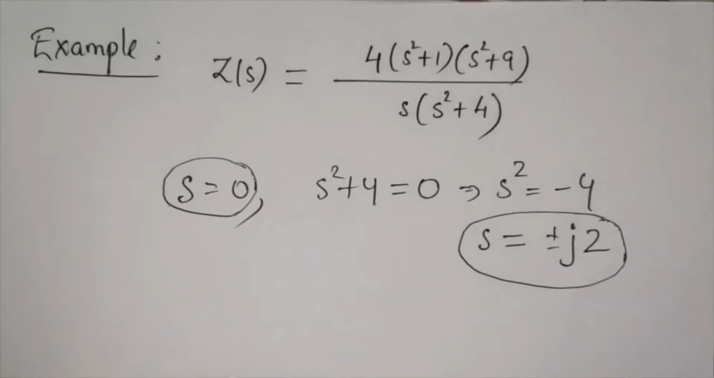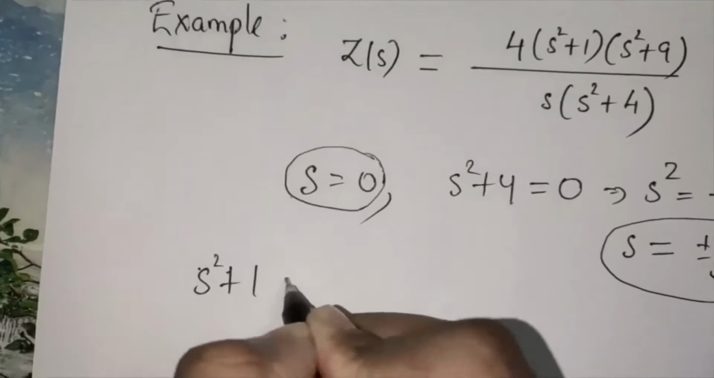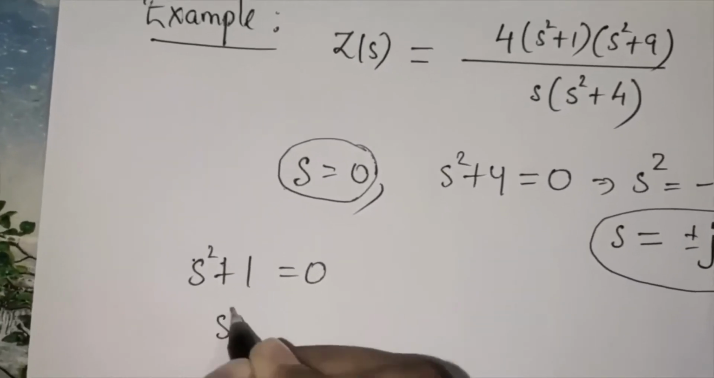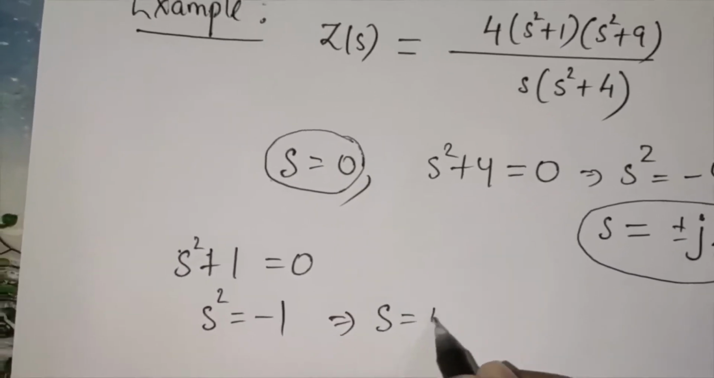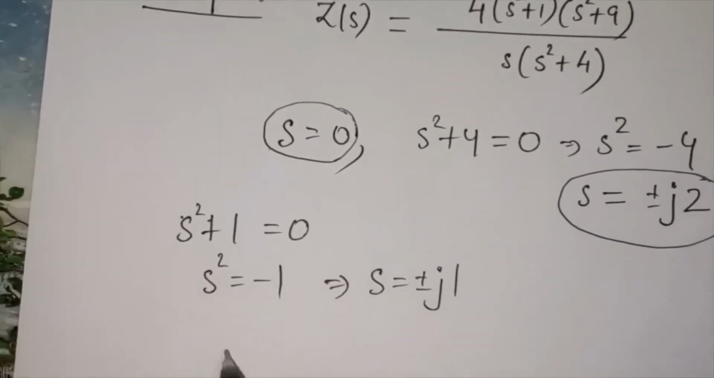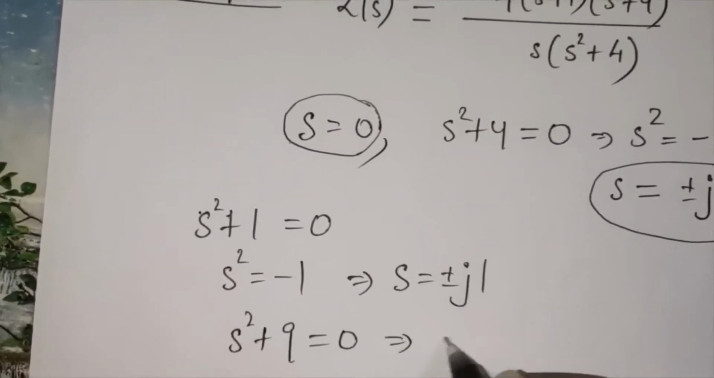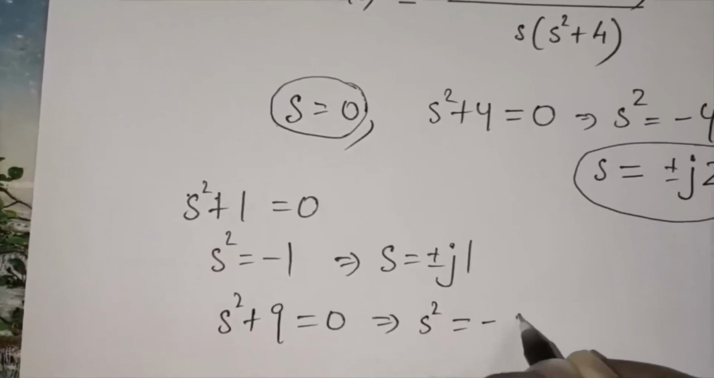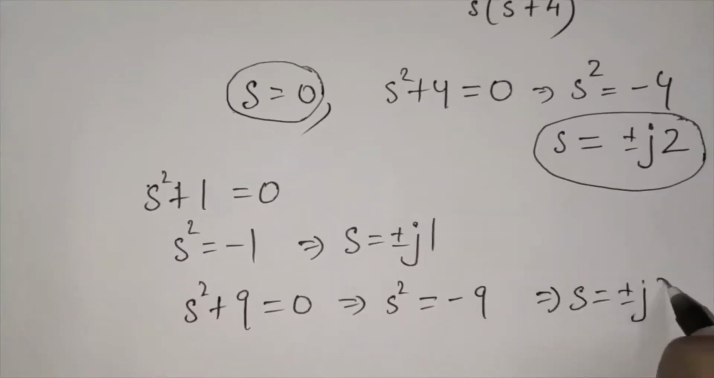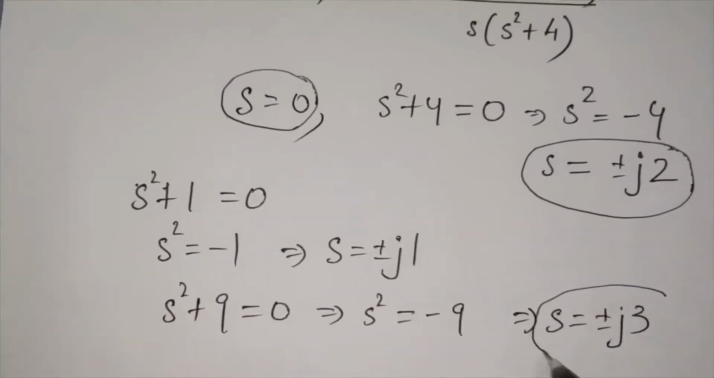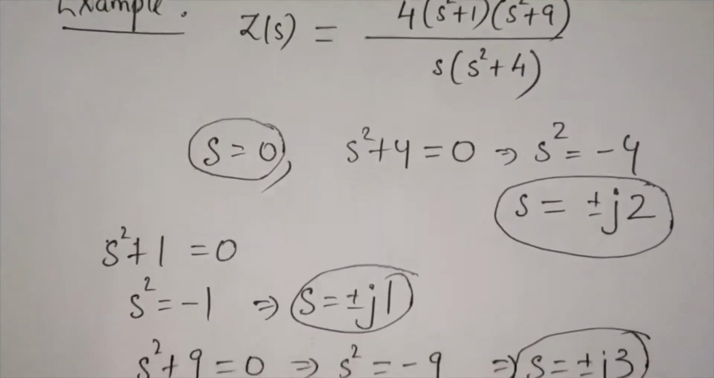Similarly, for zeros, S squared plus 1 is equal to 0, which implies S squared is equal to minus 1, so S is equal to plus or minus J1. Similarly, S squared plus 9 is equal to 0, which implies S squared is equal to minus 9, so S is equal to plus or minus J3. So these are the 4 values for which the numerator of the given expression becomes 0.